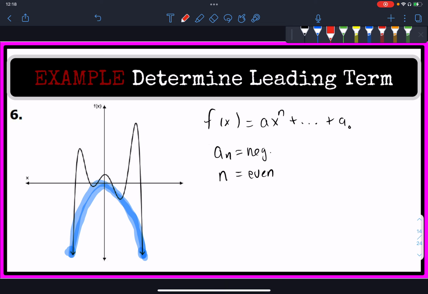Now, what's the smallest even power that we can have? Well, because of the number of turning points, 1, 2, 3, 4, 5, because of the 5 turning points, that means that this exponent n has to be some even number that's going to be greater than or equal to 6. Always one unit higher than the number of turning points.